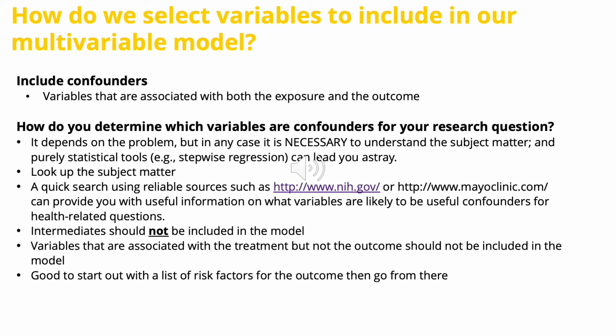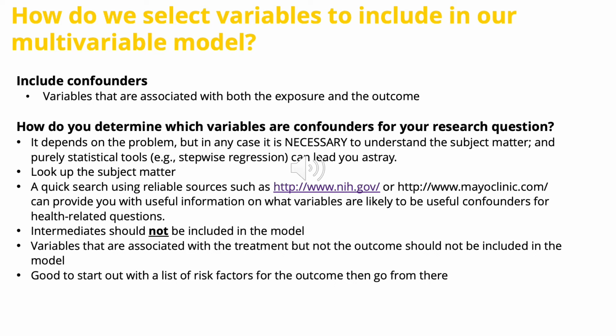Typically, you want to look at quick resources online to see what might be useful confounders for your particular health-related question of interest, or your disease of interest, and the medications that you're looking at. Intermediates shouldn't be included as confounders. These again are variables in the causal path between your exposure and your outcome.